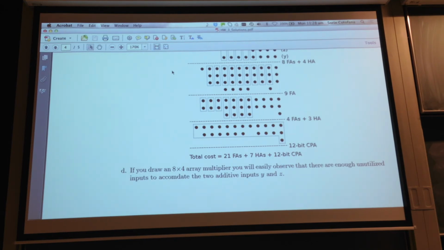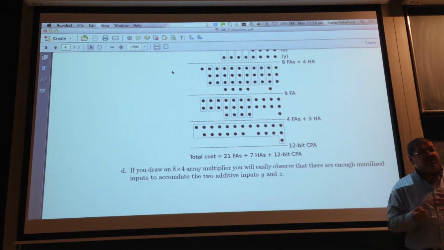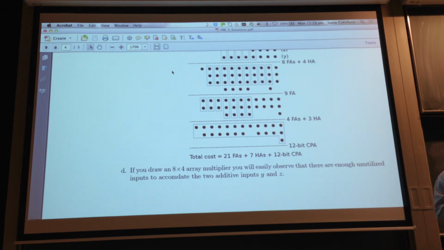Quite sure the array multiplier will be slower, a lot slower than this design. But the purpose of that question is to demonstrate that in an array multiplier, you have an extra level of freedom. Because some of the inputs are not utilized, you can add their additive inputs at no cost.